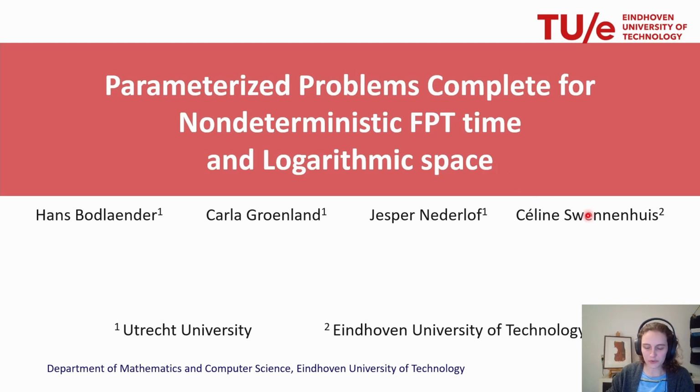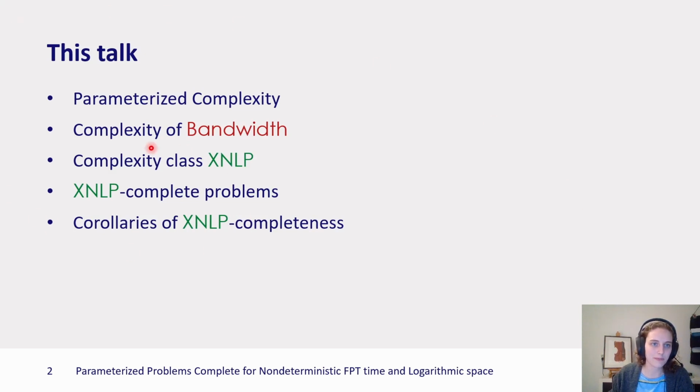So let's first talk about what this talk will cover. First I'm going to introduce parameterized complexity, what it is exactly and why we're studying it. Then I'm going to talk about bandwidth, and the problem of bandwidth will lead us to a complexity class that we define as XNLP. I'll quickly go over what that class exactly is and why it's called XNLP. And then I'm introducing some XNLP-complete problems, and I'll go over some corollaries of being XNLP-complete. So let's start with the first.